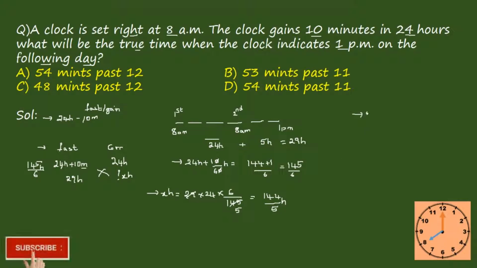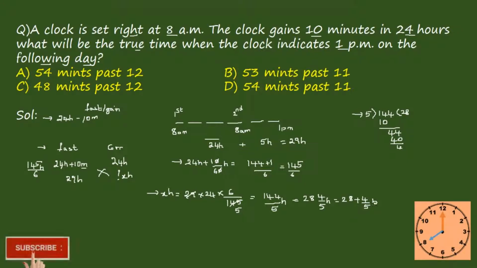If you divide 144 by 5, it becomes 28, with remainder 4, which is nothing but 28 and 4 by 5 hours. You can write it as 28 plus 4 by 5 hours.